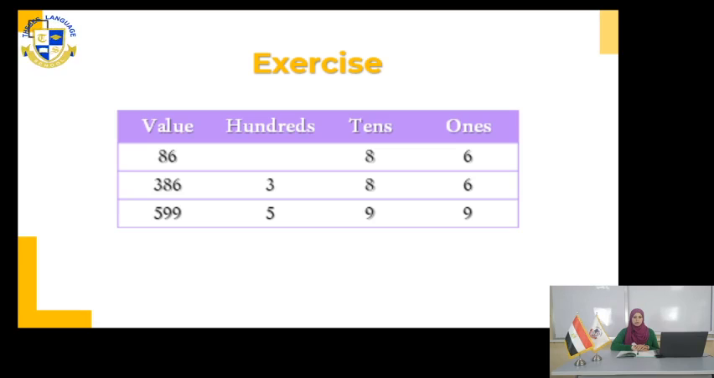599. How many ones? 9. How many tens? 9. And how many hundreds? Listen to the number, 599. So, how many hundreds? 5.